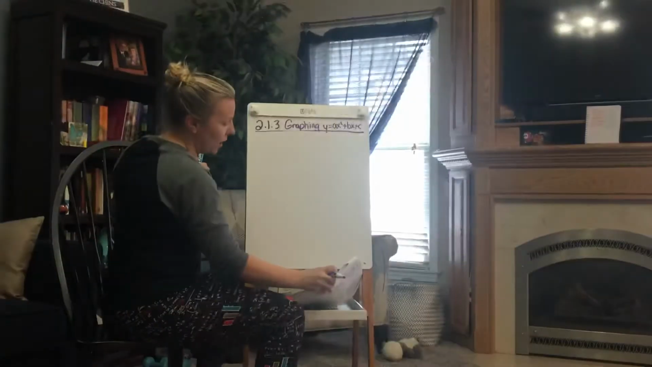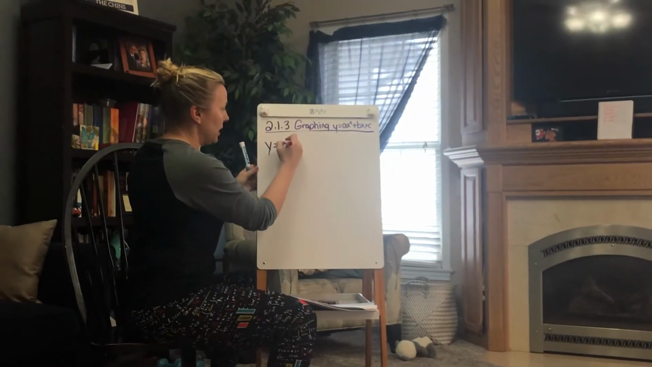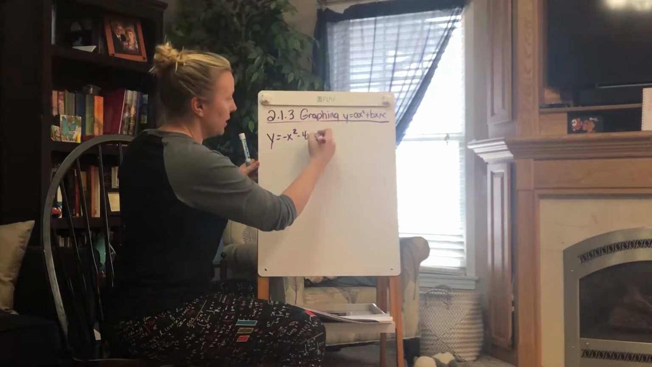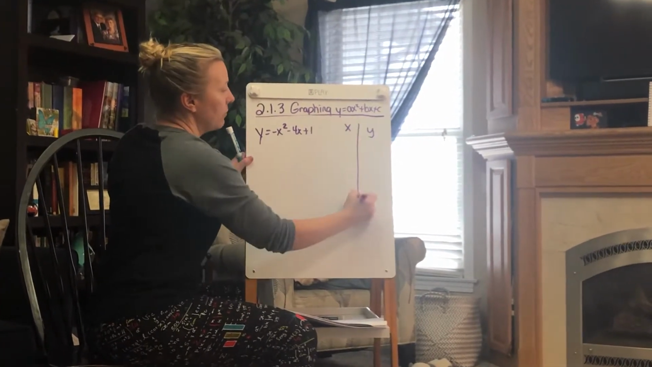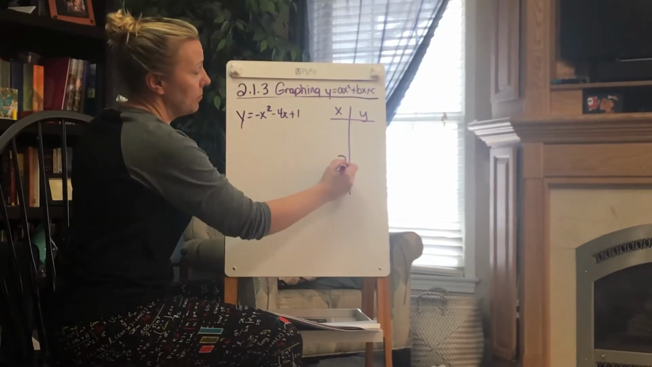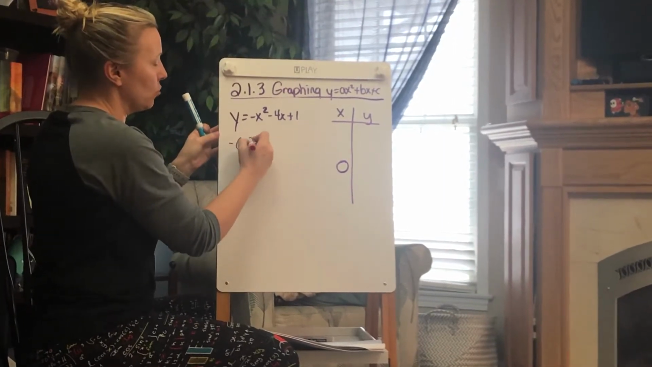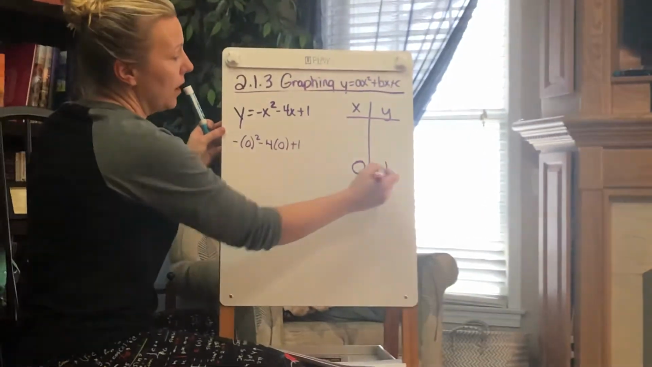Okay, I'm just gonna do one chart to begin with. I'm gonna do the first one. It says y equals negative x squared minus 4x plus 1. And you need to make yourself an x, y chart. We talked about this a little bit in class before you left. I would always start with 0. I'm gonna put 0 in the middle. If I plug 0 in here, I get negative 0 squared minus 4 times 0 plus 1. That should give you 1.